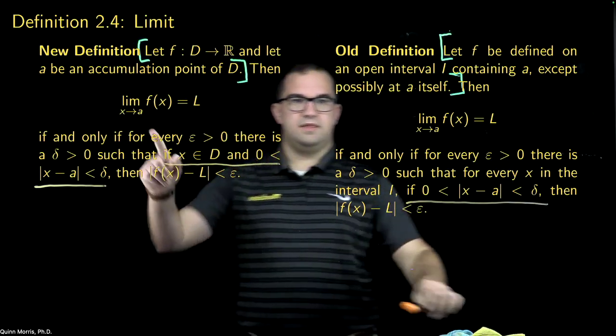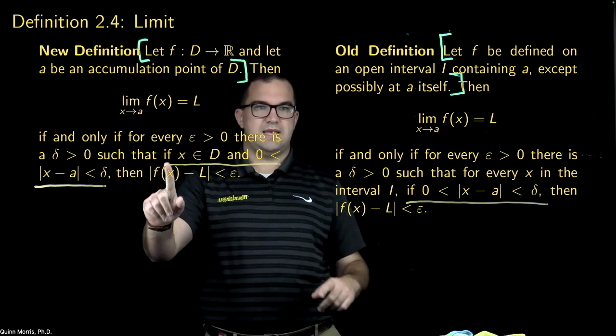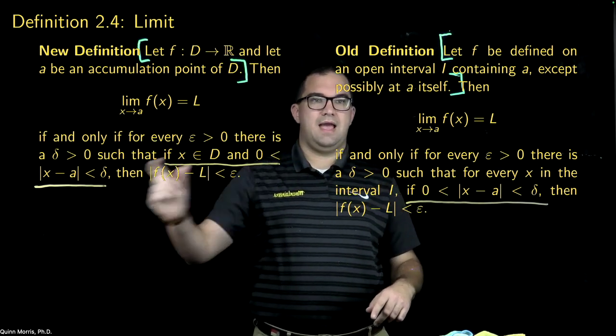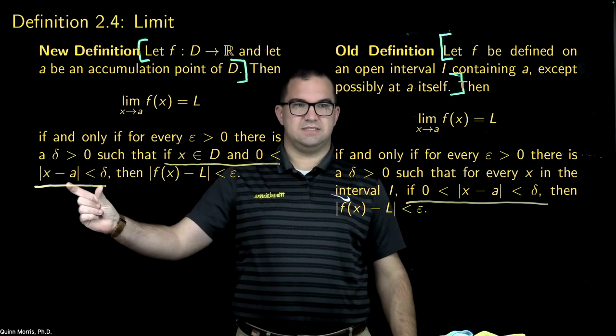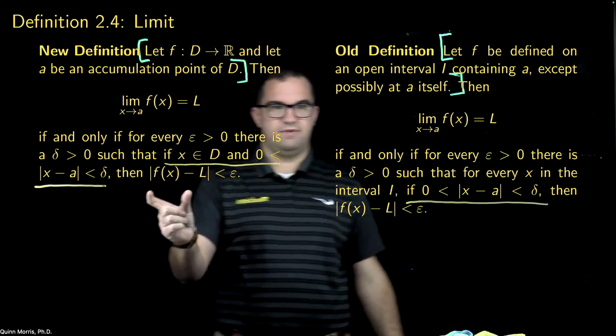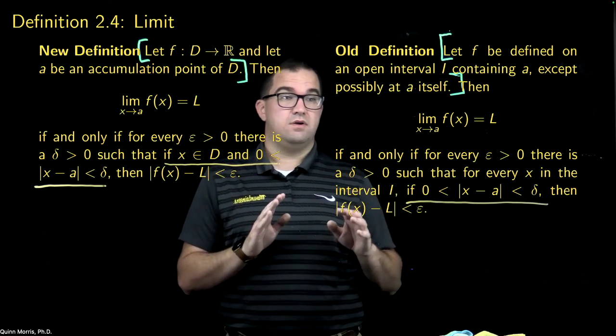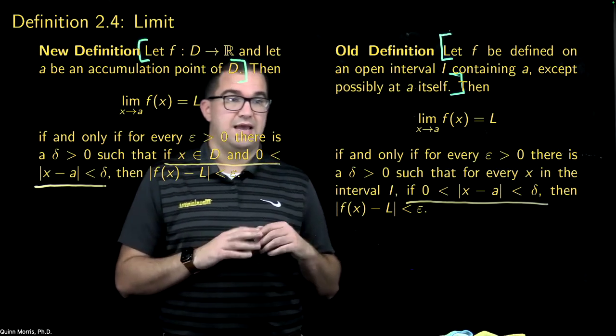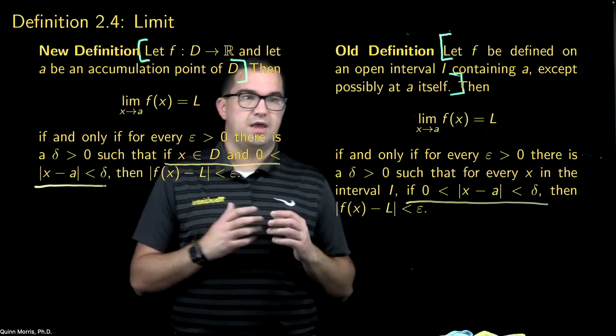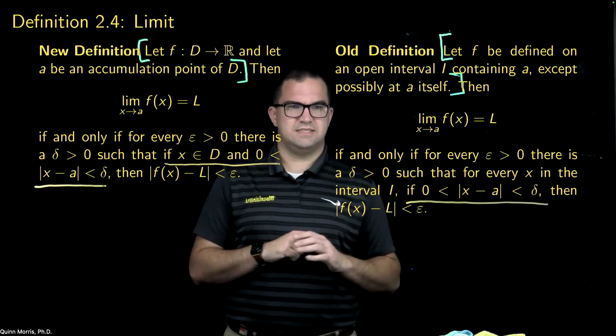So you notice here that there's an additional condition. Here we say if x is in the domain and the absolute value of x minus a is less than delta, then the absolute value of f of x minus L is less than epsilon. Over here, we simply say if the absolute value of x minus a is between 0 and delta. Now, what necessitates this change?